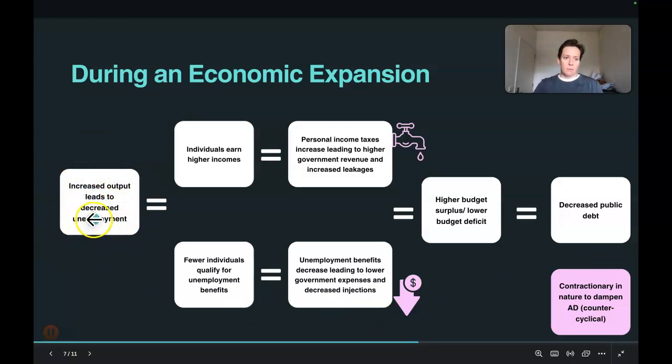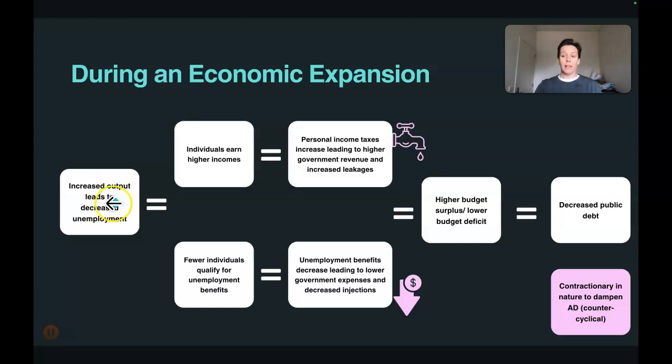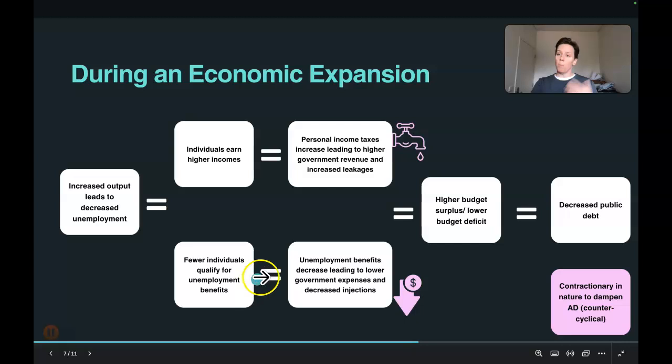If you've got an economic expansion, we see an increase in output, and that leads to a decrease in unemployment. Okay? If you've got a decrease in unemployment, two things happen. Number one, people start to earn more money, and if they're earning more money, they're going to be paying higher income taxes. Income taxes represent a leakage. So we're going to start to see an increase in leakages in the economy through higher income taxes. Okay? It's also going to go hand in hand with more government revenue. The second thing that happens is fewer individuals are going to qualify for unemployment benefits. More of us have got jobs, therefore we don't need as many benefits.